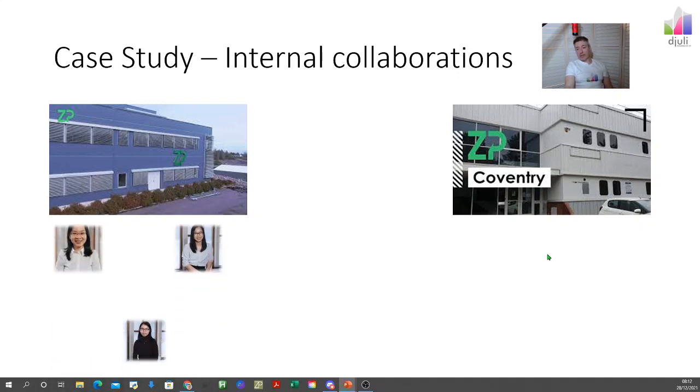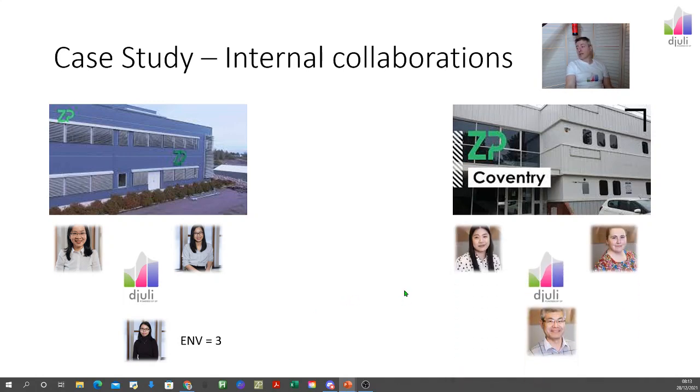Now, we might have a subgroup of scientists all coordinated on djuli, working on a project. And if they're well coordinated through djuli, i.e. we know where their data is, outside collaborators can look at it, internal collaborators can look at it, then we can give that network of experimentalists an ENV value of 3, so an experimental network value of 3. Similarly, we can have another team in Coventry also working on the project, and this does happen quite a bit for us, and they have an inherent experimental network value of 3 as well.